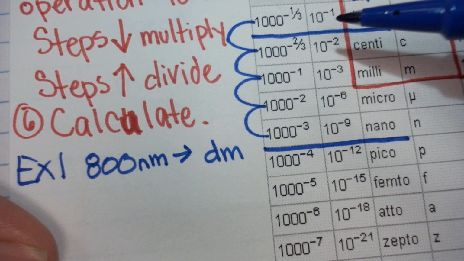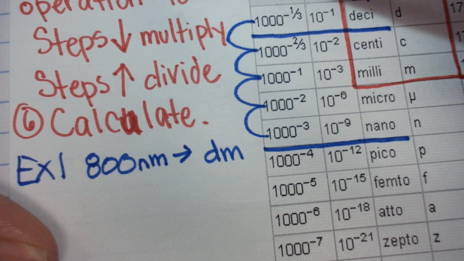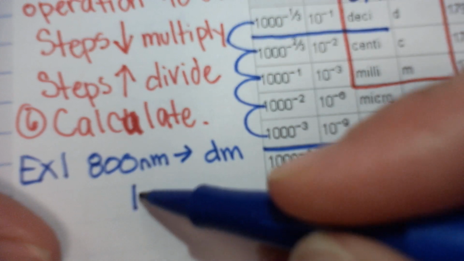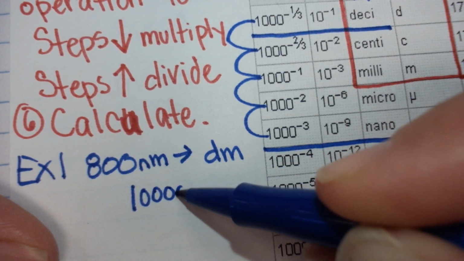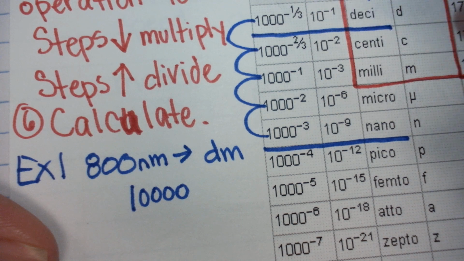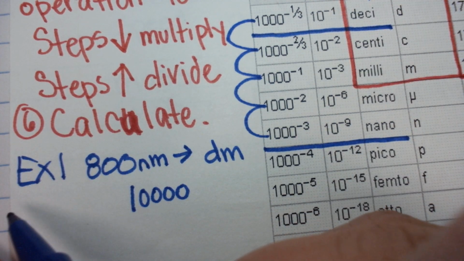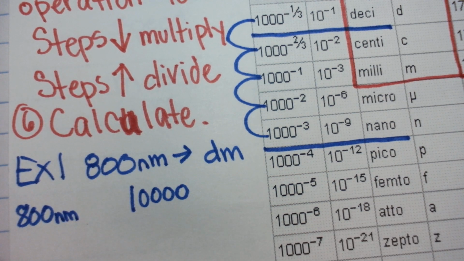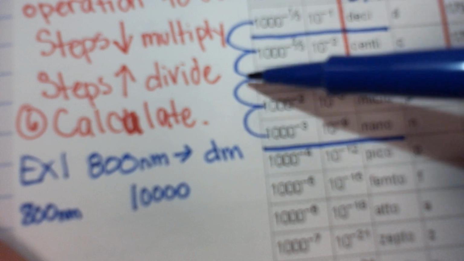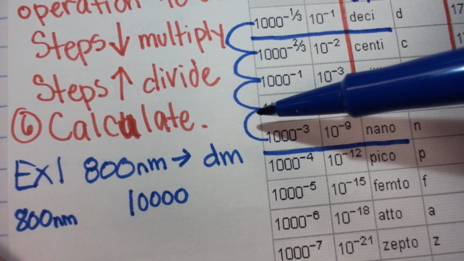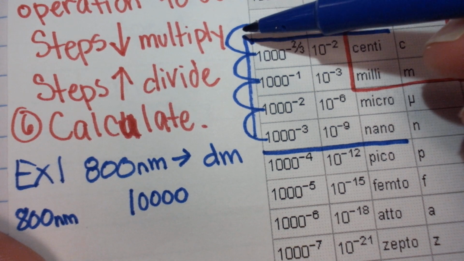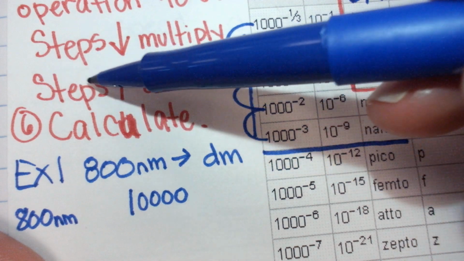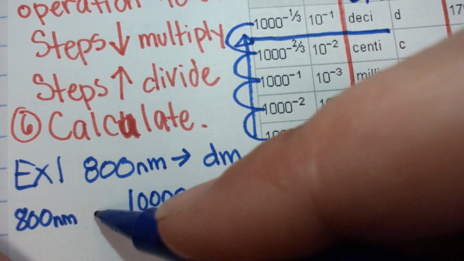And then the next step, number 4, says put a 1 and the number of zeros you had steps. So I had 4 steps, I'm going to say 1, 2, 3, 4. All right, so I've got my number, 800 nanometers, and I've got my steps. I have 4 steps. Now I need to decide the operation to do.